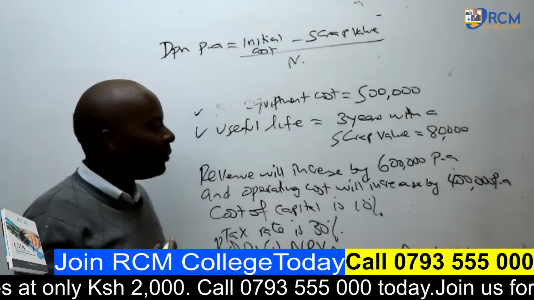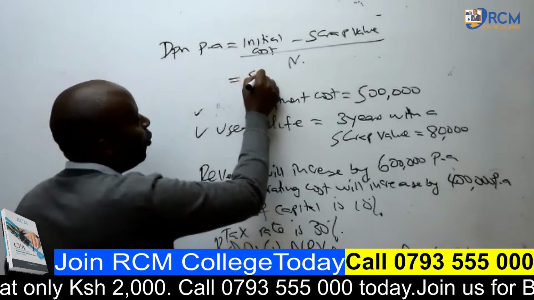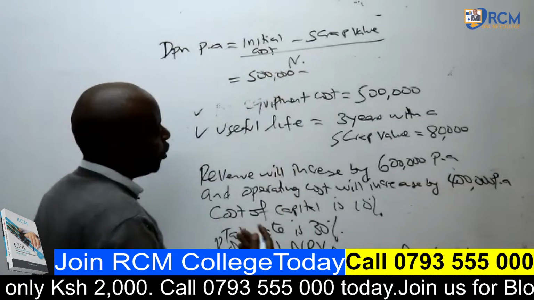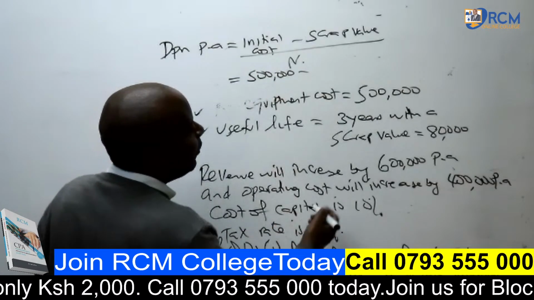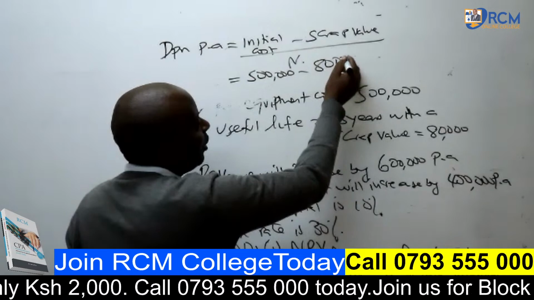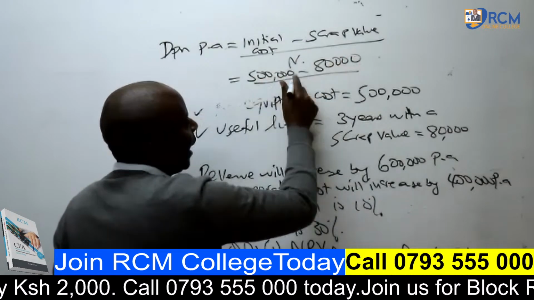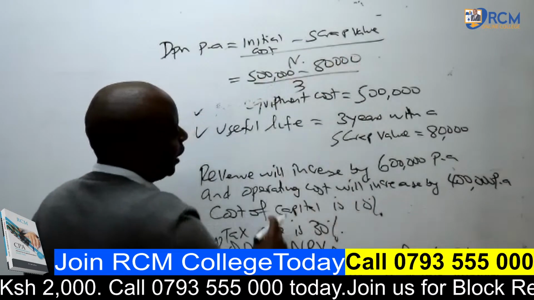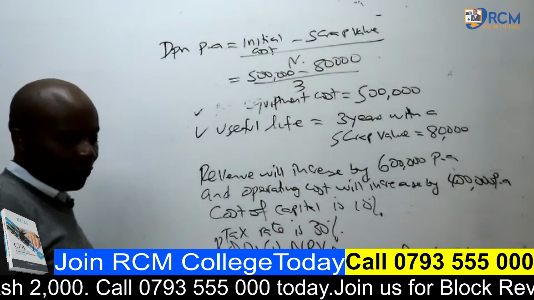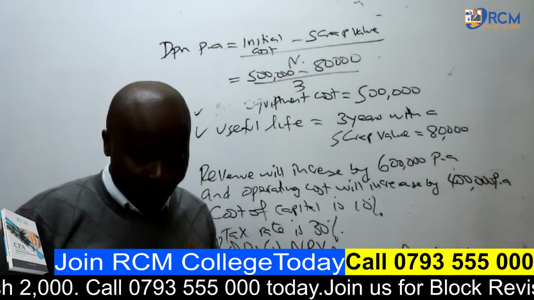This machine, when it's brand new, will cost us 500,000 minus the scrap value. The scrap value given here is 80,000. We divide this by n. Number of useful years is 3.